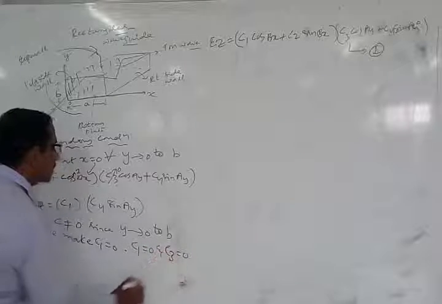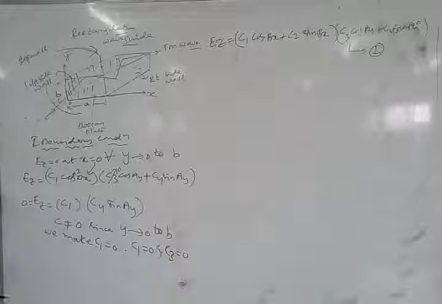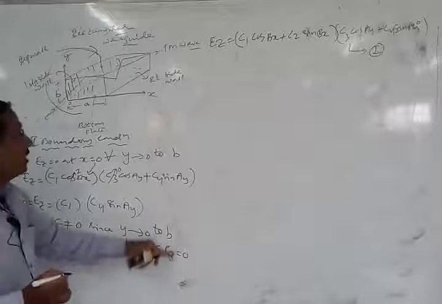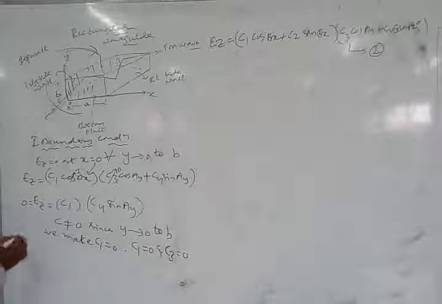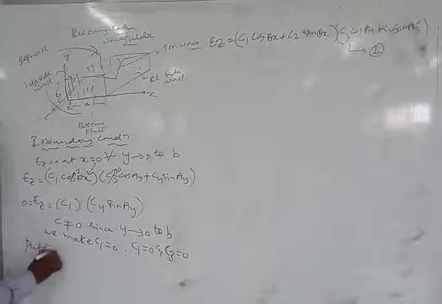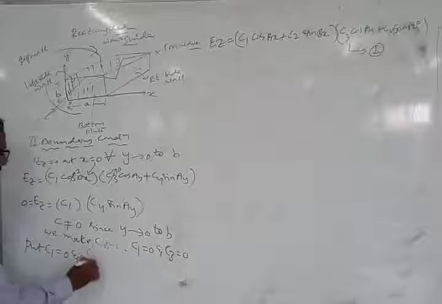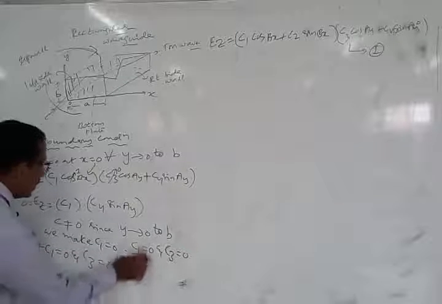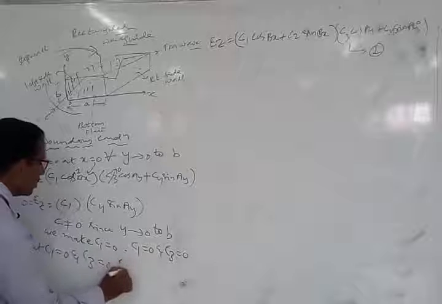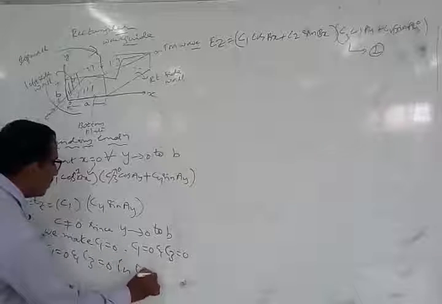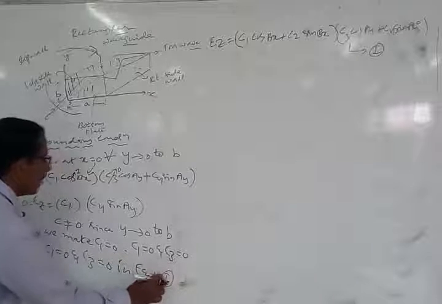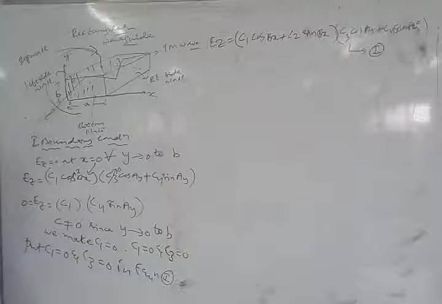These are the two constants which we have got because of the two boundary conditions. Now we will substitute these values in equation 1. So put C1 equal to 0 and C3 equal to 0 in equation number I, let us say equation I. Now I will substitute this in equation I.